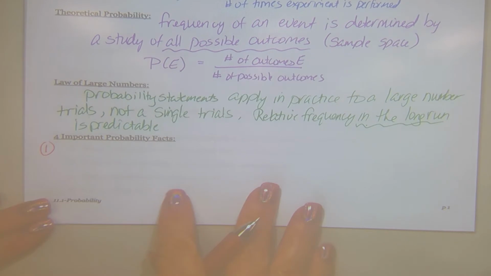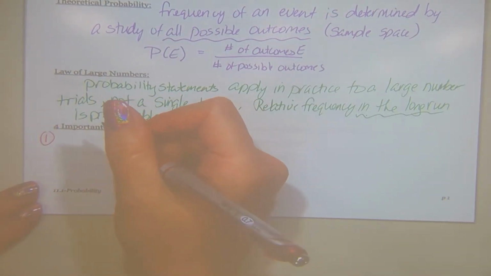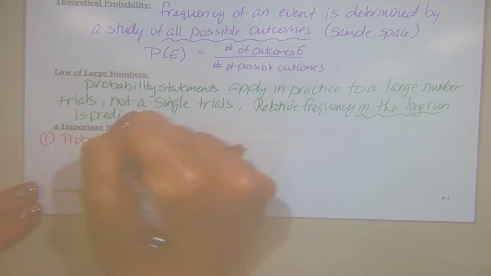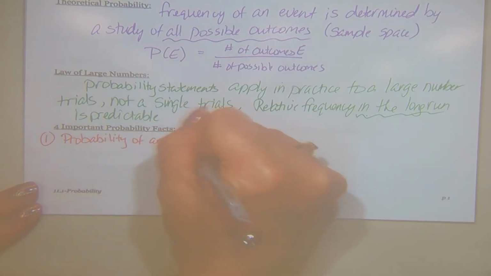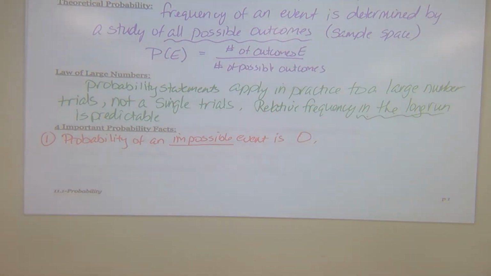The first thing that you need to be aware of is that if something is impossible, the probability of it happening is 0. For example, if I have a regular die, sides numbered 1 through 6, what's the probability of me rolling a 7 on that die? Well, there's not a 7. The probability is 0. That's an impossible event.